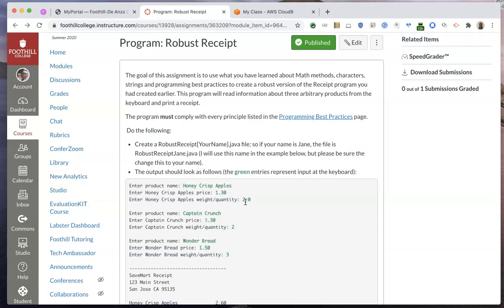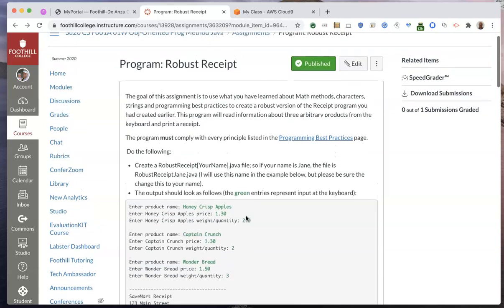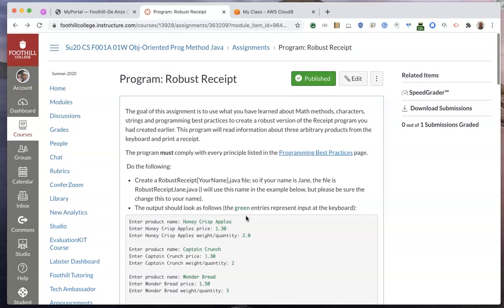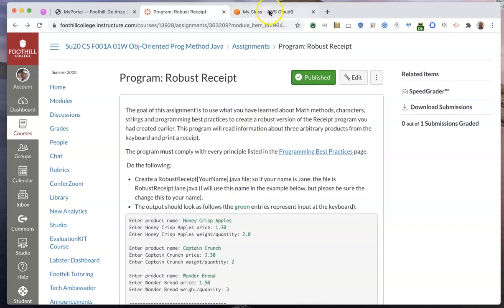And lastly, you're going to be taking input here from a file using something called input redirection. So let's run this program and see what the output looks like.